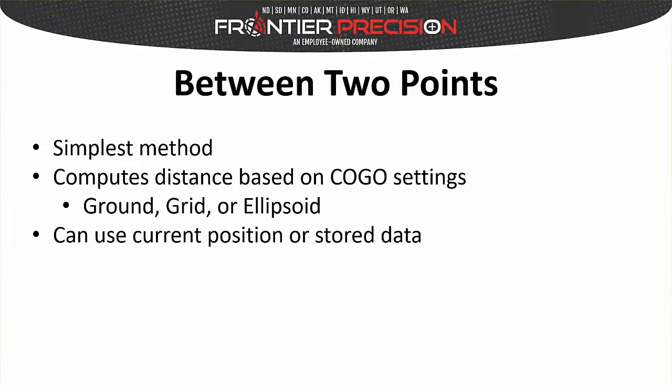The first method we will look at is the Compute Distance between two points. This is the simplest method to compute a distance. This can be computed in ground, grid, or ellipsoid distances depending on your COGO settings. You can use your current position in the calculation using the Fast Fix option.